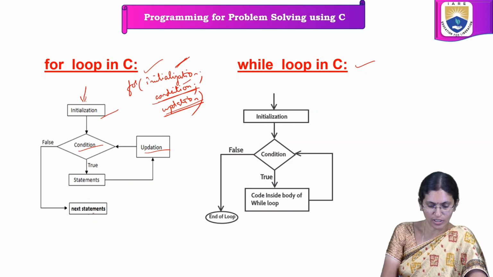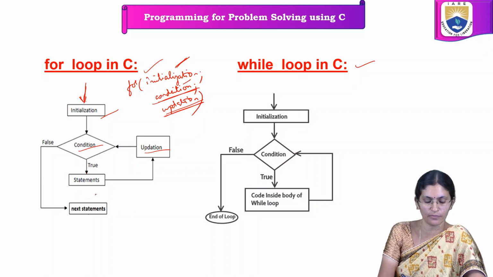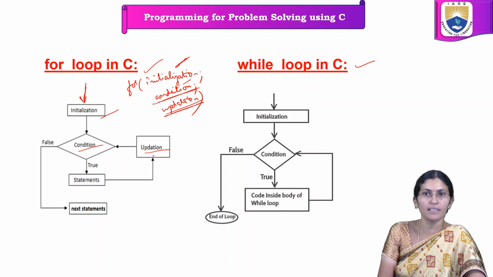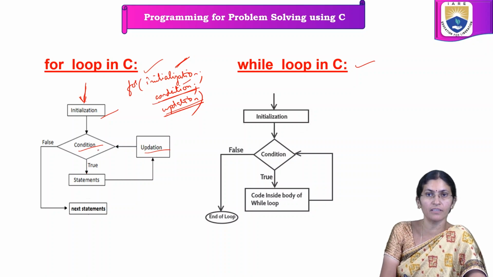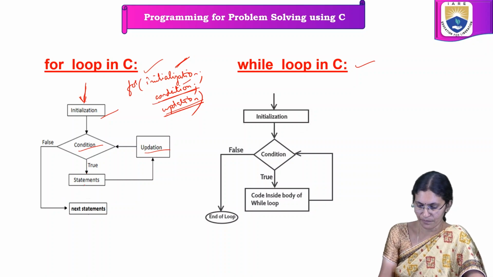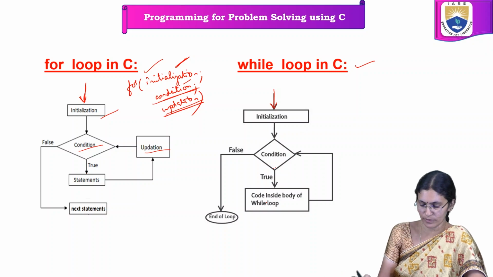This is the flowchart for the for loop. First initialization is done, after that the condition is checked. If the condition is true, the statements in the for loop are executed. After that updation is done, then again the condition is checked. If it is true, the same is repeated, so the loop will repeat. If it is false, the next statements after the for loop will be executed. Now in the while loop also, at the entry itself, after initialization the condition is checked, before evaluating the statements inside the body of the while loop.